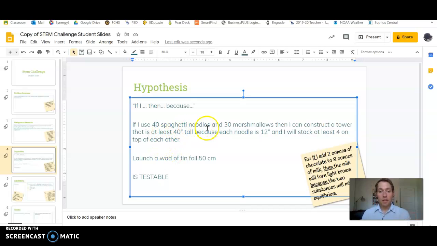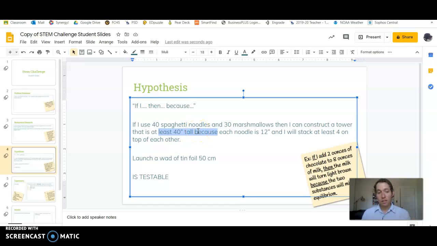If I use 40 spaghetti noodles and 30 marshmallows, then I can construct a tower that is at least 40 inches tall, because each noodle is 12 inches, and I'll stack 4 on top of each other, right? If, I, then, because. The important thing to remember is that it has to be testable, okay? And in order to be testable, you have to have some measurement in there.